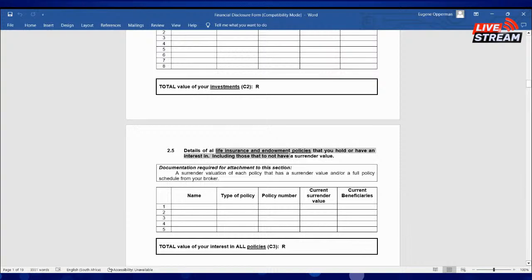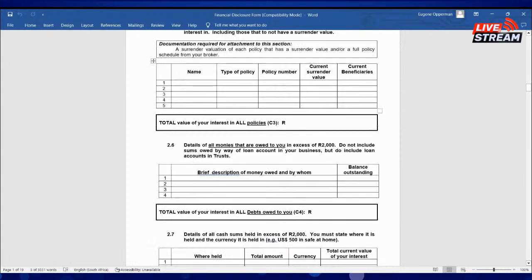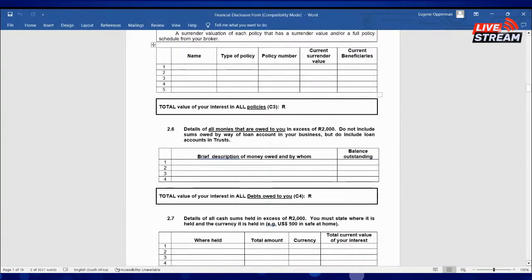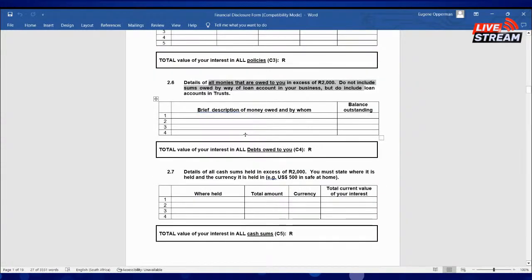So as well for life insurance or for endowment policies, because most of these policies would have a cash value that could be used for maintenance. All money is owed to you in excess of 2,000 Rand. If you loan out for family and friends and they need to pay you back, obviously you could get an attachment order on that debts as well in case when there is enforcement of the maintenance order.